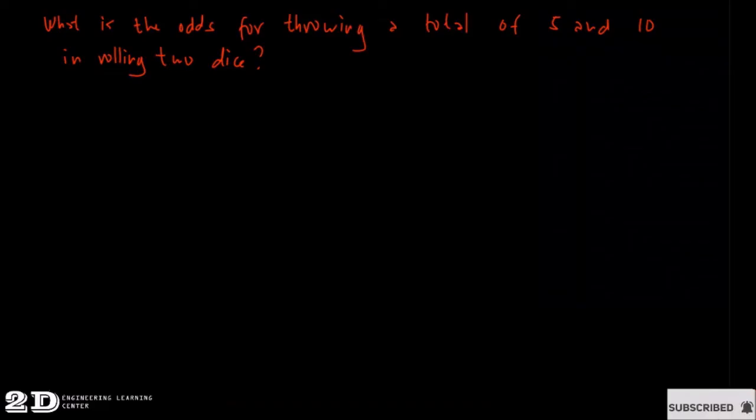Okay, so we have here examples on probability. So first we have this one. What is the odds of throwing a total of 5 or 10 in rolling 2 dice? So this will be a mutually exclusive event because we are trying to get a total of 5 or 10. Okay, so first try it will be 5, second try it will be 10.